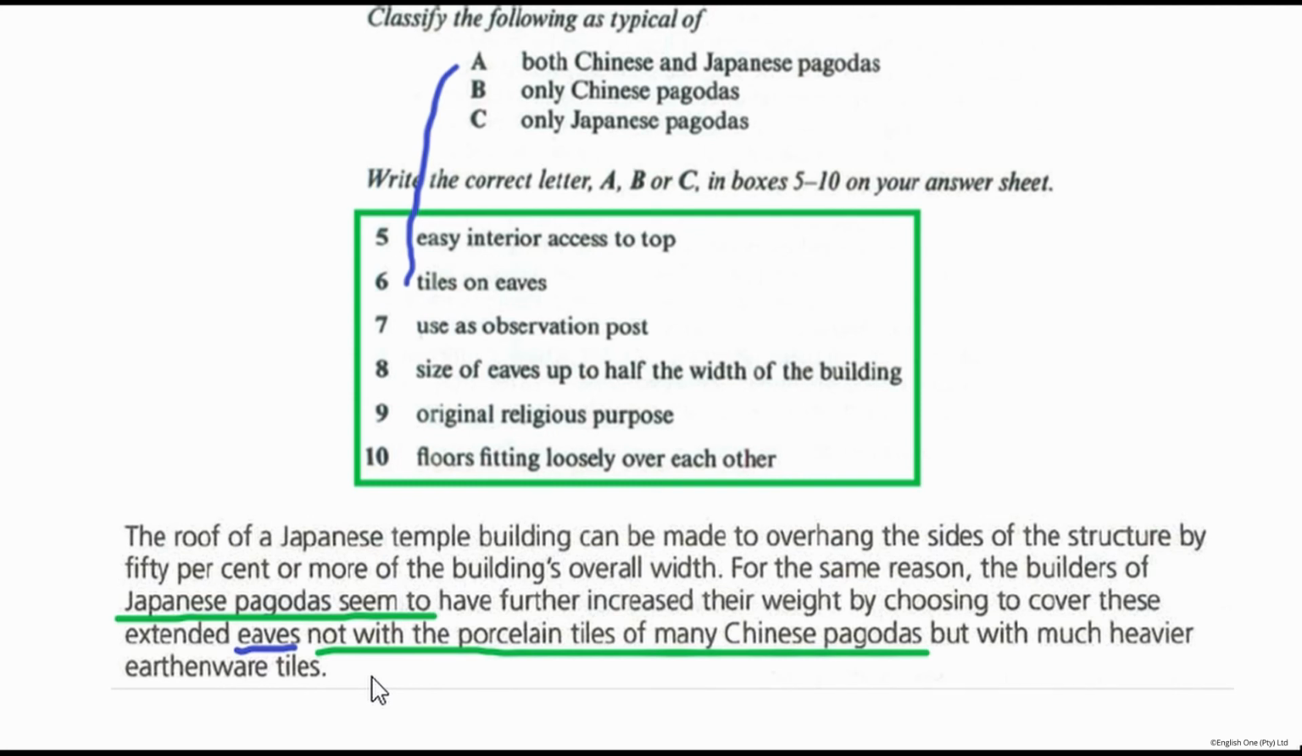It's really important that you try and use a sort of process of elimination to try and find your answer. You can ask yourself the questions and it will come back to you. So I asked the question, do Japanese and Chinese pagodas have eaves or only one or the other? And this answers my question.